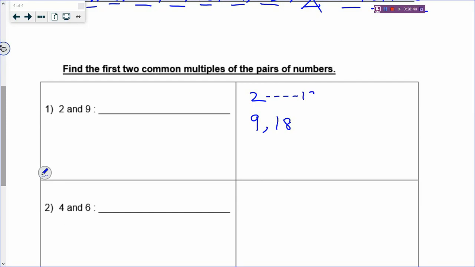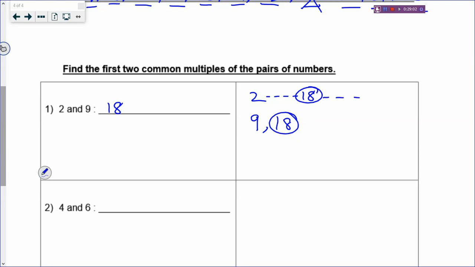So you jump a lot of numbers, and you can see that your first common multiple is actually 18, right? So you have the first multiple already. Then how do you get the second common multiple? You don't have to keep writing 18, 20, 22, 24, 26. No need. There is a shortcut.